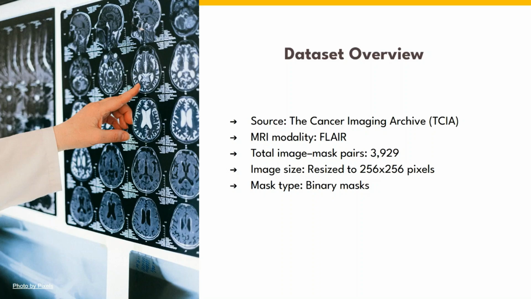In total, we worked with around 3,929 MRI images and their corresponding masks. The masks show which part of the brain has a tumor. All images were resized to 256 by 256 pixels for uniformity, and the masks were binary, meaning each pixel is either tumor or not.